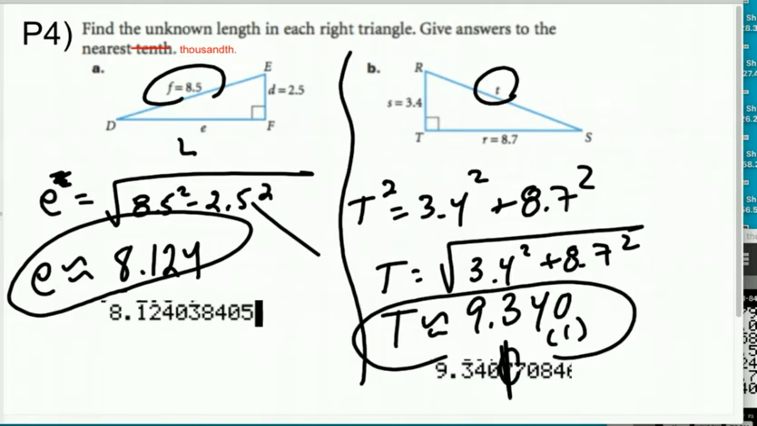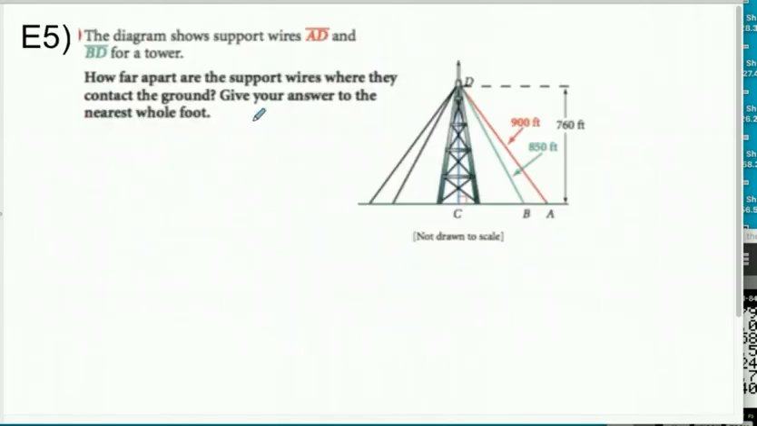We're going to do two quick word problems, and that'll be it for this section. So the diagram shows support wires AD in red and BD in green. How far apart are the support wires where they contact the ground? Give your answer to the nearest whole foot. And in this case, you're actually going to give it to the nearest whole foot.